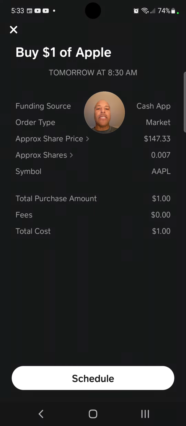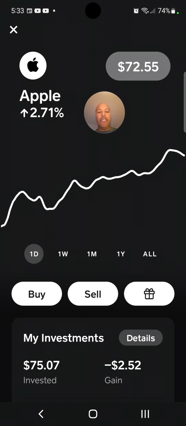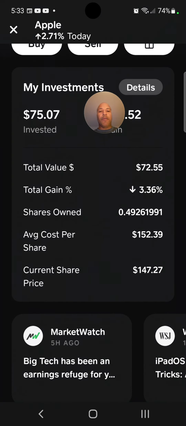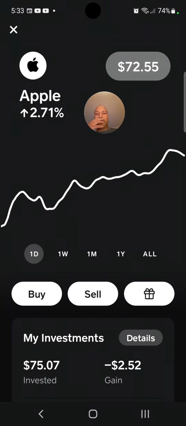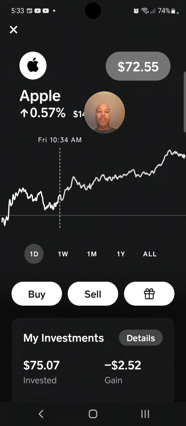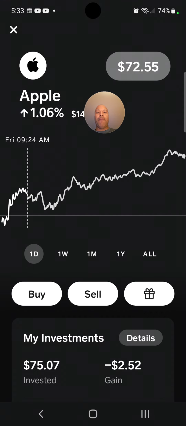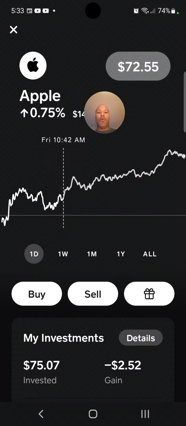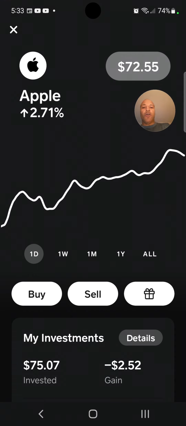Cash App actually gives you quite a bit of good useful information with the individual stocks. And I know some people look at it like, hey, it's not like Robinhood or Webull, but you actually get enough information to make an informed decision on what stock to invest in or not invest in. So it gives you minute by minute performance on what a stock is doing.